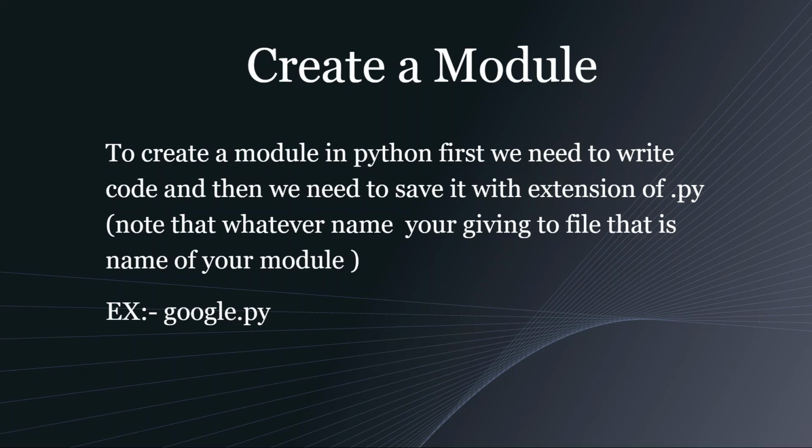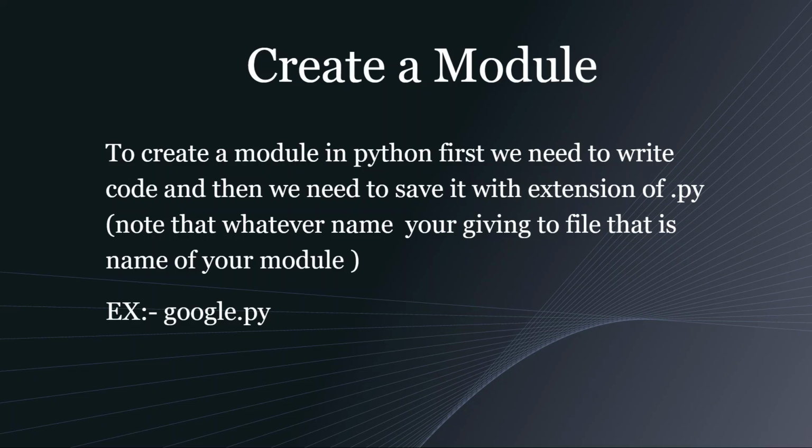Let's understand how we can create a module. To create any module in Python, first we need to write a code. Then we need to save it with a .py extension. During saving, first we have to give a name to our file, and after that we have to add the .py extension. The .py extension tells it is a Python file, and whatever name you give to your file is the name of your module.